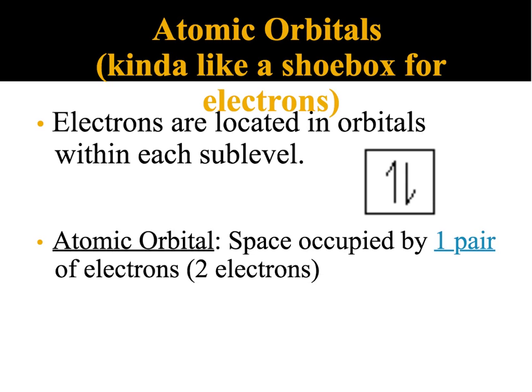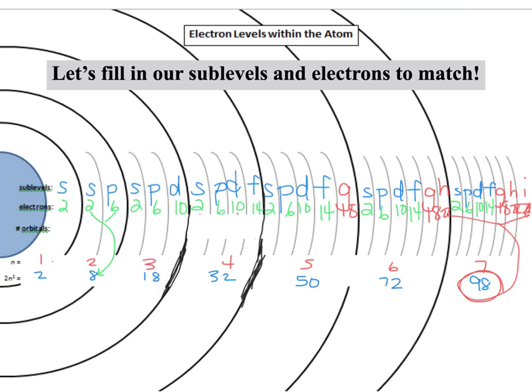Then we have to talk about orbitals. Orbitals are kind of like a shoebox for electrons. Each shoebox can hold 2 electrons. So within each sublevel, we have these little shoeboxes that each will hold these electrons for us.